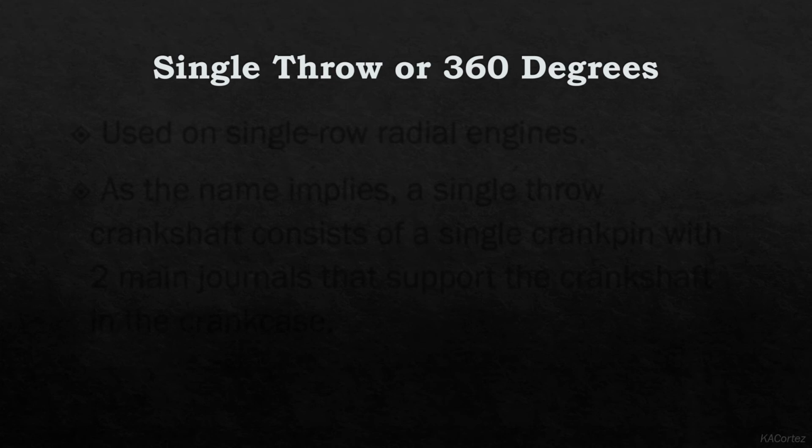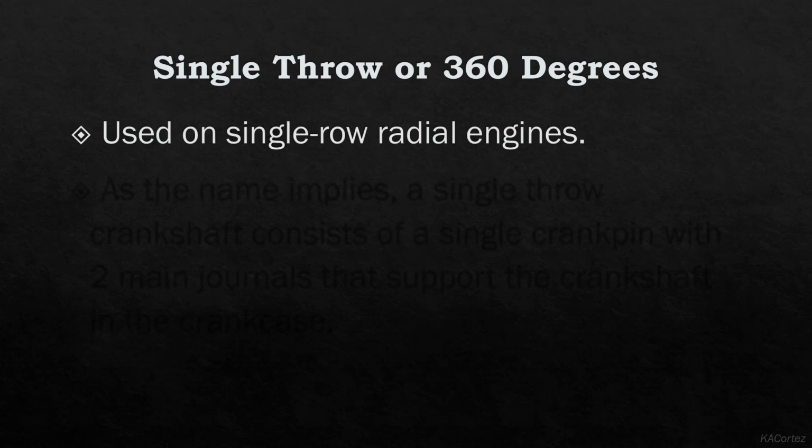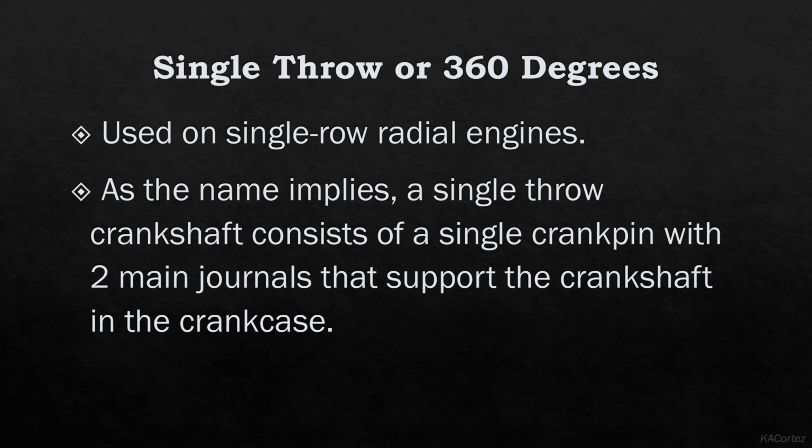The single throw, or 360 degrees, is commonly used on single row radial engines. As the name implies, a single throw crankshaft consists of a single crank pin with two main journals that support the crankshaft in the crankcase. A single throw crankshaft may be constructed out of either one or two pieces.